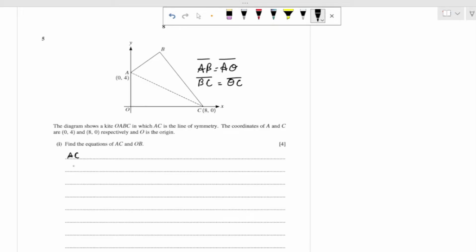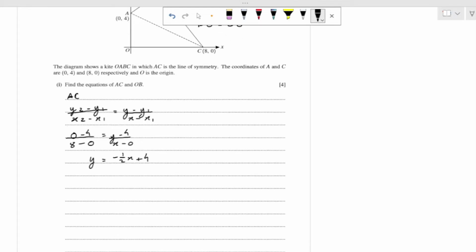For AC, it's quite simple because we are given the points already. We are going to use the equation of a line, which is (y2 minus y1) over (x2 minus x1) is equal to (y minus y1) over (x minus x1). Putting in the values for point A and point C, we will have (0 minus 4) over (8 minus 0) equal to (y minus 4) over (x minus 0). And now we're going to make y the subject to get our line equation, which will be y = -1/2 x + 4. This is the equation of the line AC.